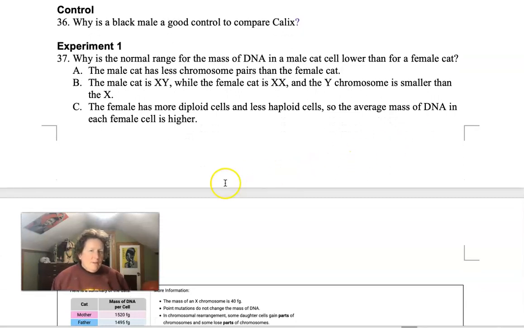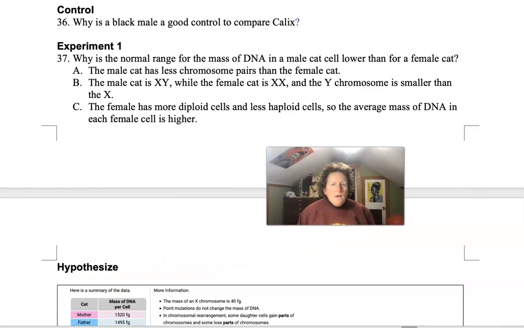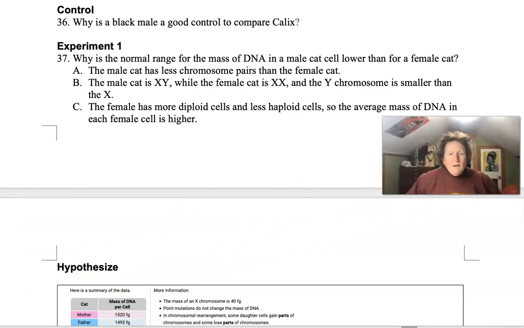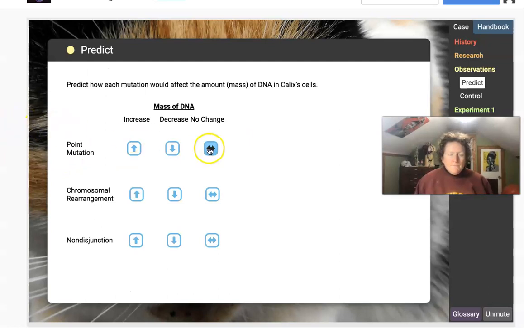Why is a black male cat a good control cat to compare to Calix? Well, think about the basics of picking a control in an experiment. You want that control animal to be as close to the animal you're studying as possible. If you haven't figured it out, these two mutations increase.